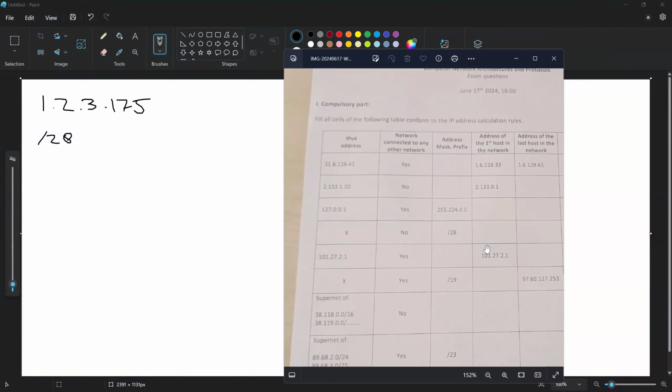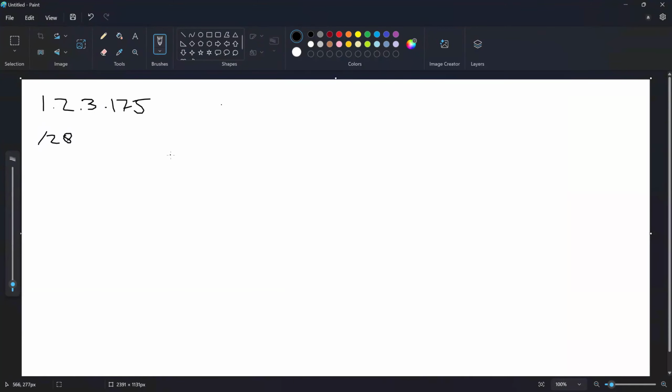So what do you need to find the first host? We need the network ID, which is the IP right before the first host. So in order to find that, we'll just compare these. We compare 175 to binary. So I'll write the IP.